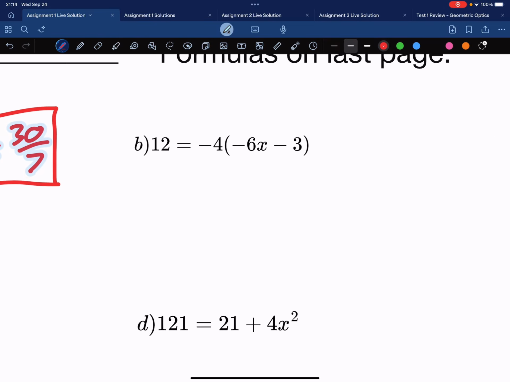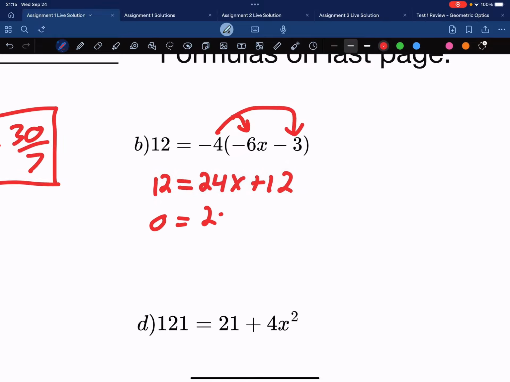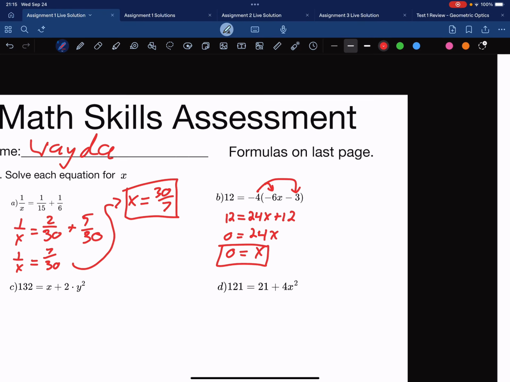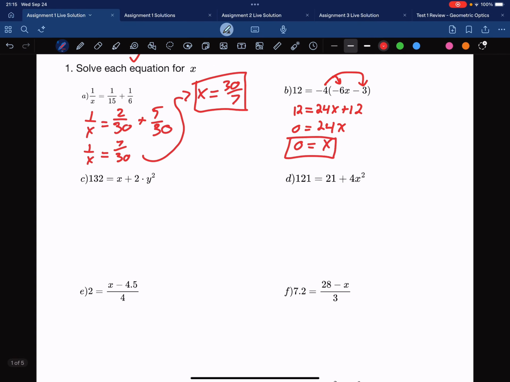For 1b, I'll leave the 12 alone for now. I have that -4. I'm going to distribute that throughout the brackets. So that first one becomes positive 24x plus 12. I'm going to subtract 12 from both sides. So this becomes 0 equals 24x. So therefore 0 has to be equal to x. Divide both sides by 24, you get 0. 0 divided by anything other than infinity is just 0.